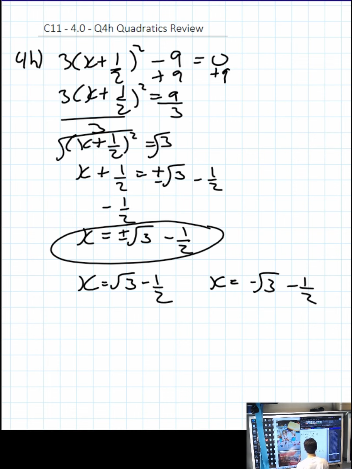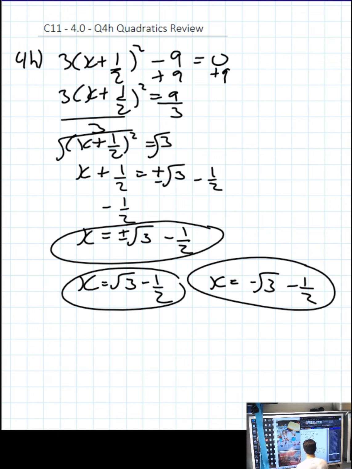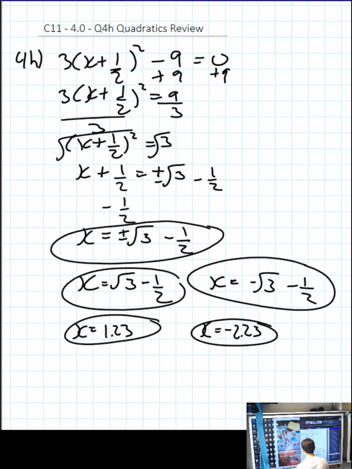And then let's circle both those answers and find out what the decimals are. The one on the left, square root 3 minus 1 half, is 1.23. And the one on the right, negative root 3 minus 1 half, is negative 2.23. Circle both of our answers. So those are in decimals to the 100th spot. They may ask for exact values or decimals.